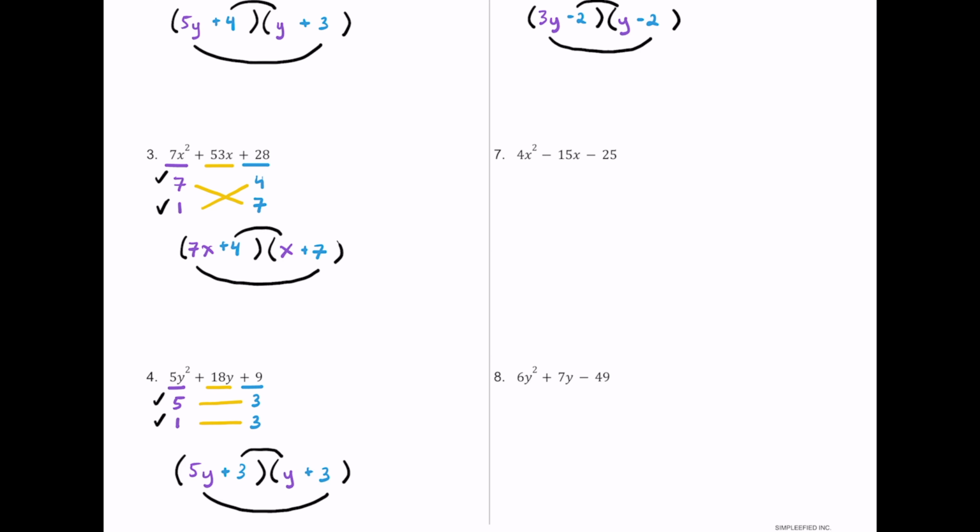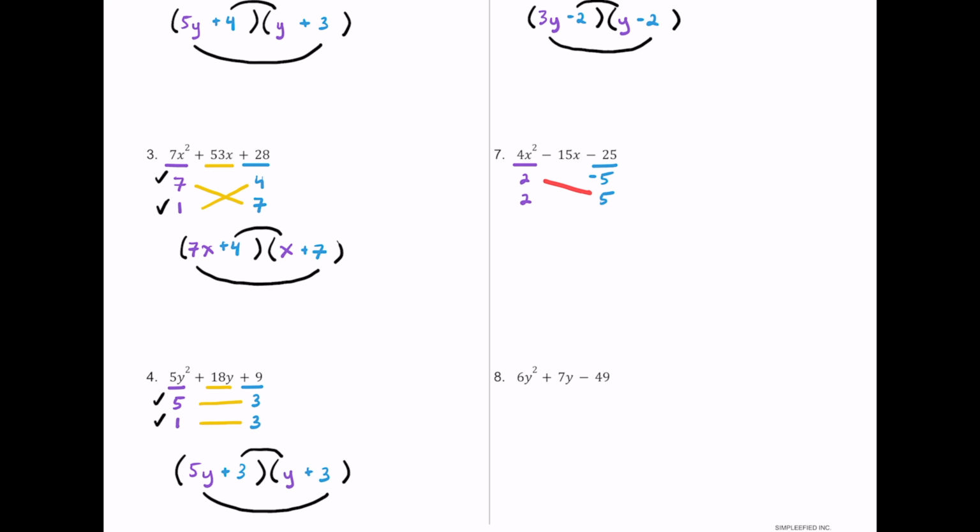For number 7, we have 4x squared minus 15x minus 25. So this 4, this is composite, right? So it could be 4 and 1 or 2 and 2. Let's start with 2 and 2 and see what happens. If it doesn't work, we'll just switch it up. This is a negative 25, so it could be 1 and 25 or 5 and 5. Now I'm going to stay true to my strategy of choosing the numbers closer to each other. Because it's a negative 25, one of these has to be negative. Now if we try going across here, notice what's going to happen. This would be negative 10, and this would be positive 10, which cancels out to make 0x. That's not what we want.